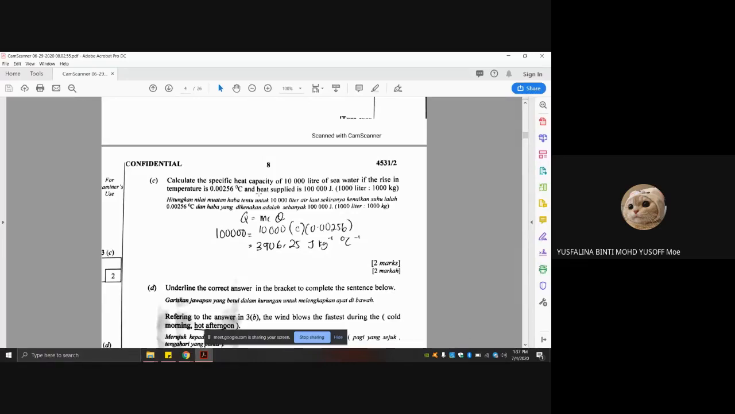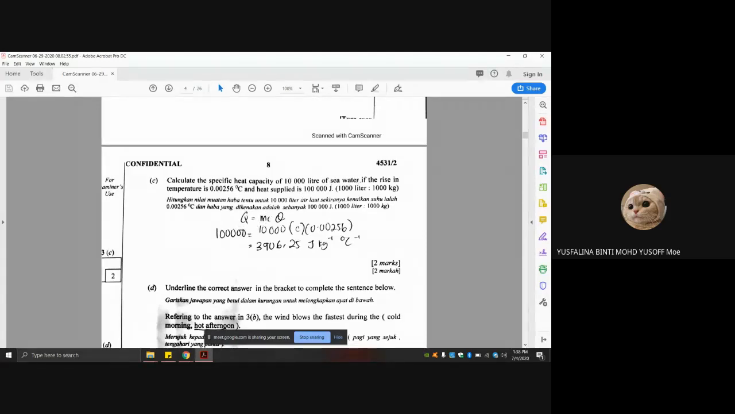The next one is, calculate the specific heat capacity of 10,000 liters of seawater if the rise in temperature is 0.00256 degrees Celsius and the heat supply is 100,000 joules. This already gives you that 1000 liters is equal to 1000 kg, so 10,000 liters means 10,000 kg. Q is the quantity of heat supplied, which is 100,000 joules.